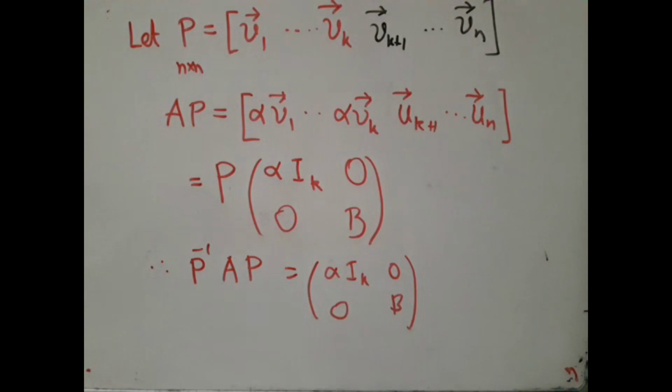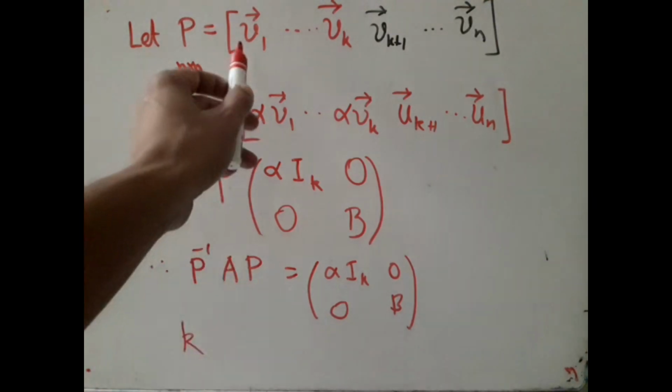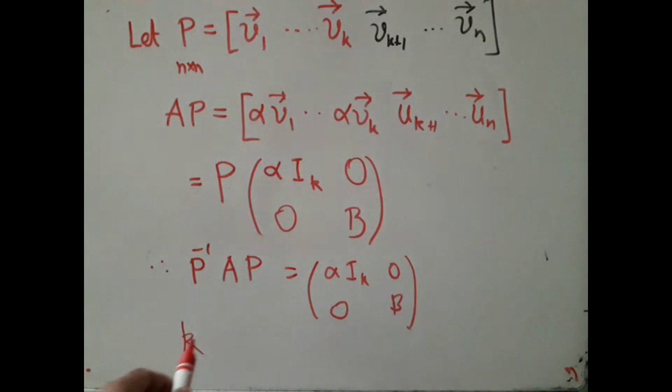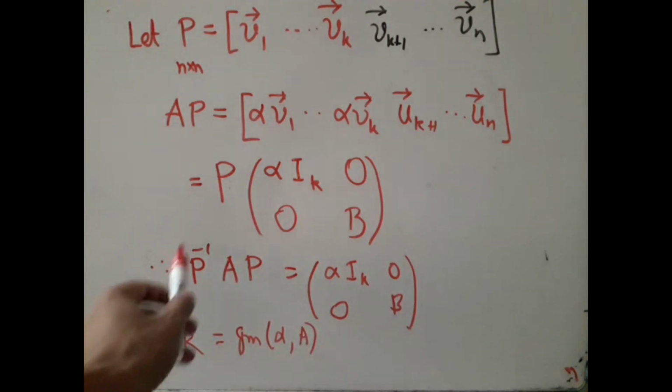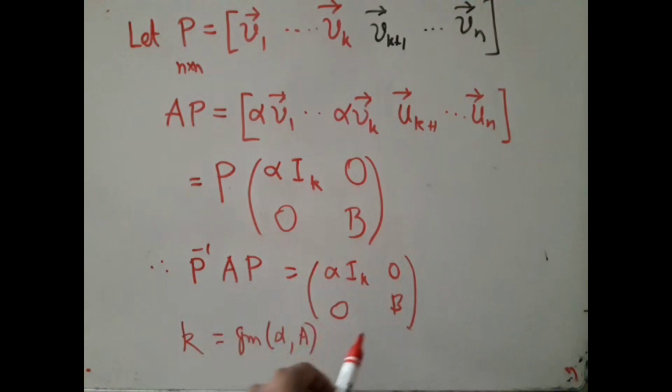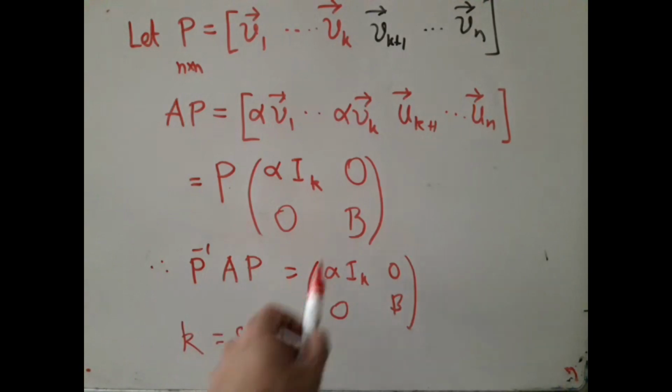Now what is the upshot of all this? I started with some A and I took the geometric multiplicity of alpha to be equal to K, because I said that I am taking a basis of the eigenspace and that size was K. So K was precisely the geometric multiplicity of alpha with respect to A. Now I have obtained another matrix which is similar to A. Since it is similar to A, its geometric multiplicity, algebraic multiplicity, etc., all these things will be preserved.